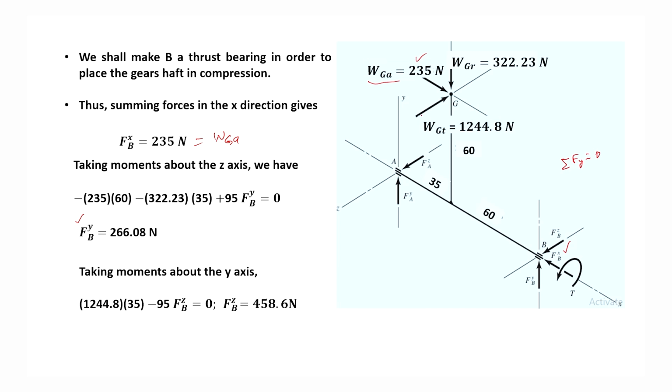1244 is the WGT, and it is trying to rotate the y axis with force WGT multiplied by this distance 35, and the direction of rotation is in this way. And the next force which is trying to rotate the y axis is this FBZ. So, FBZ multiplied by this distance AB, AB is 35 plus 60, is equal to 0, and from this we got the value of FBZ.